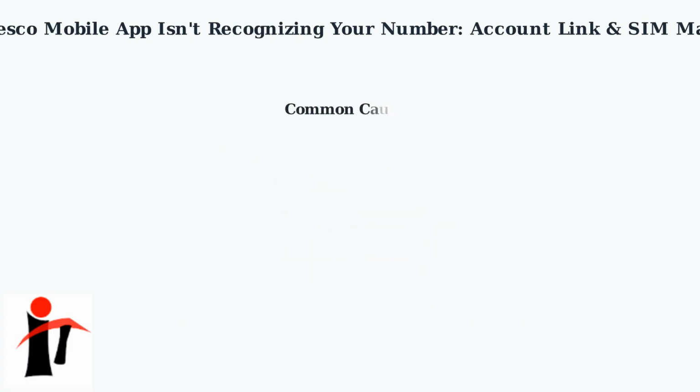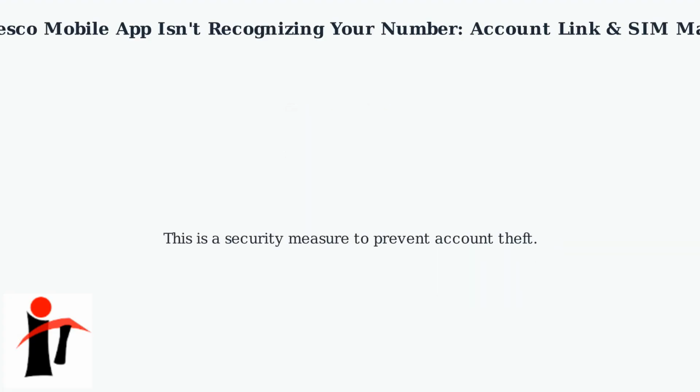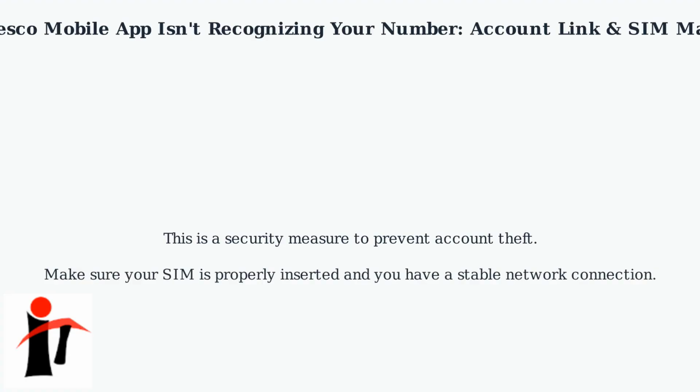Common causes include SIM swaps, switching to an eSIM, outdated app versions, or network instability. If the app fails to recognize your number, it's often a security measure to prevent account theft. This can occur if there are network glitches or VPN interference. Make sure your SIM is properly inserted and you have a stable network connection.